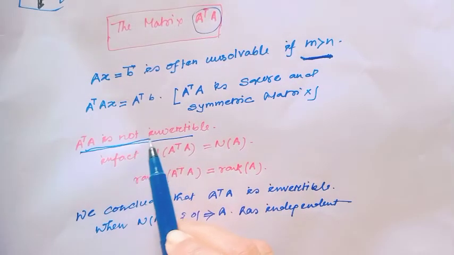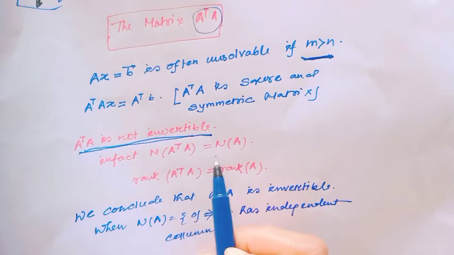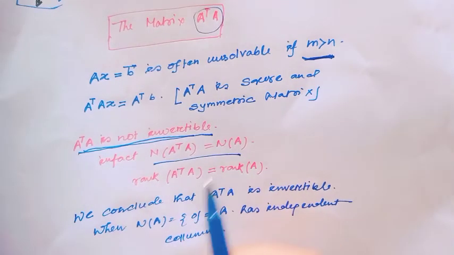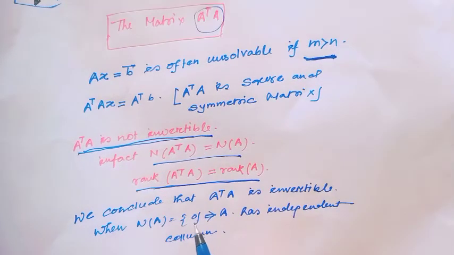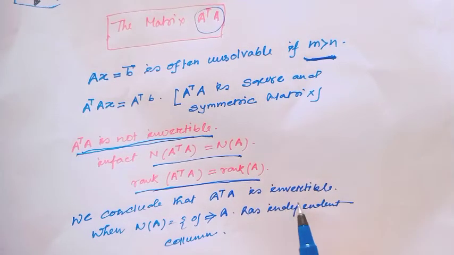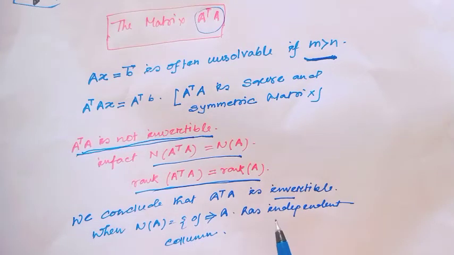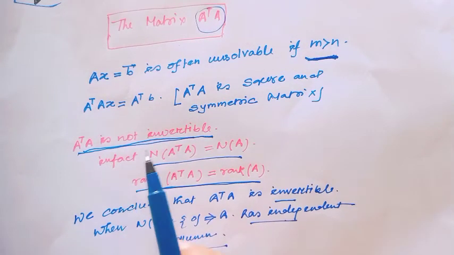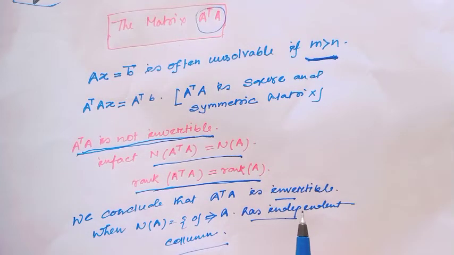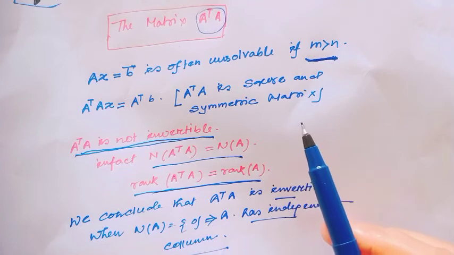And A transpose A is not always invertible. In fact, the null space of A transpose A is always equal to the null space of A, and the rank of A transpose A is equal to the rank of A. A transpose A is invertible when the null space contains only the zero vector. That means when A has independent columns, then obviously A transpose A is invertible. This type of idea is very important for any competitive exam.